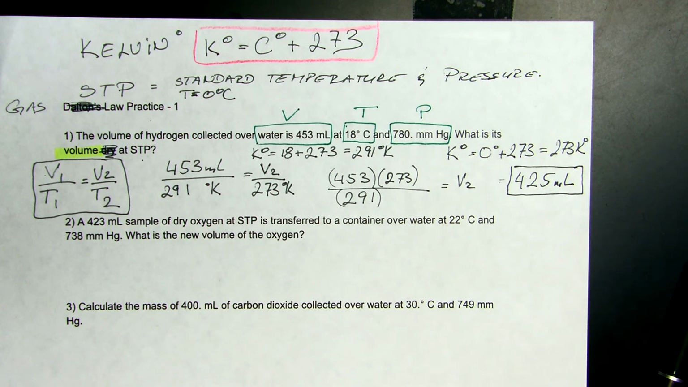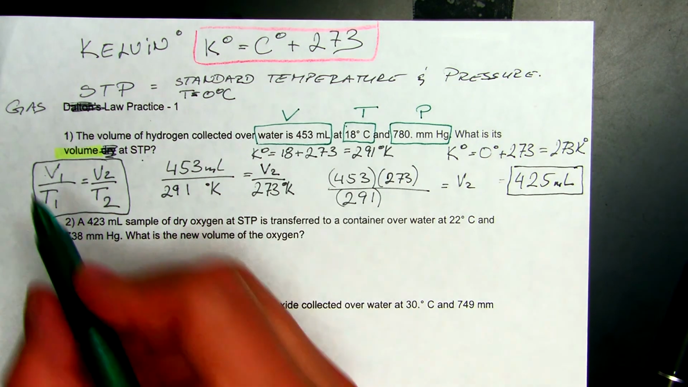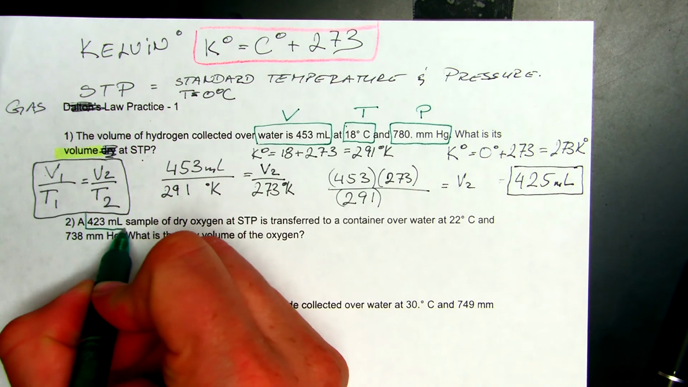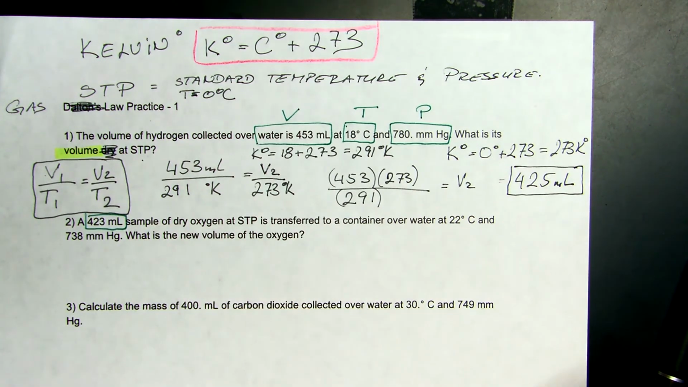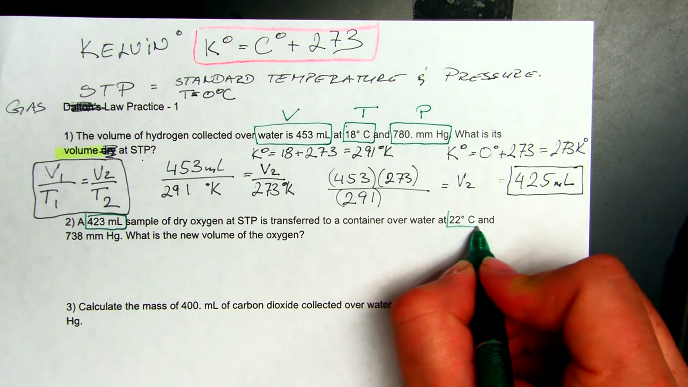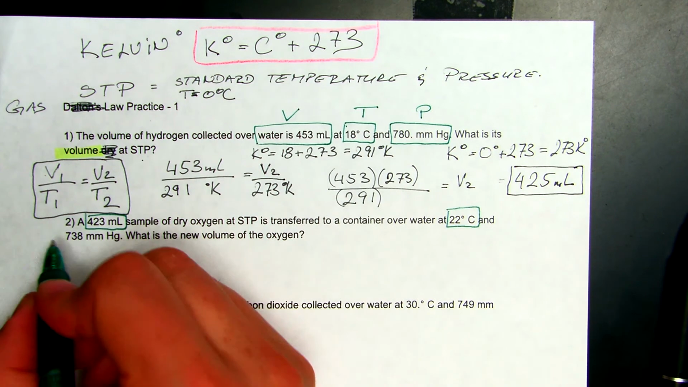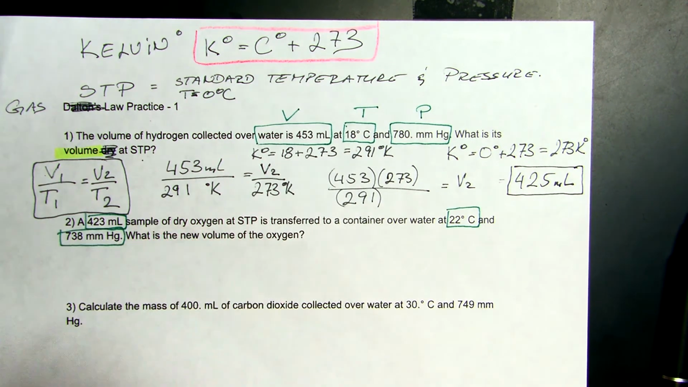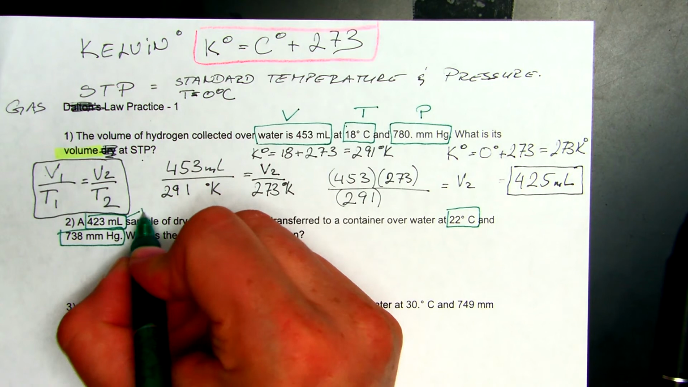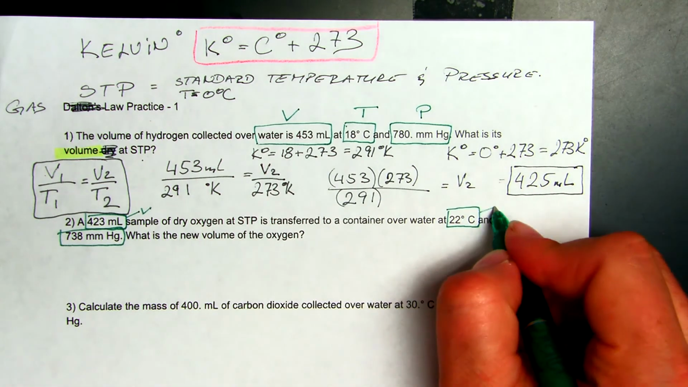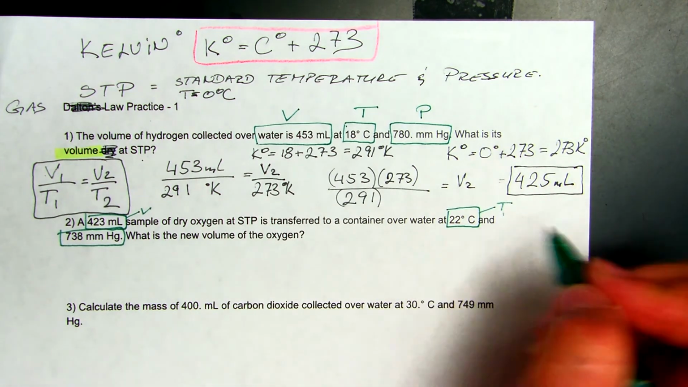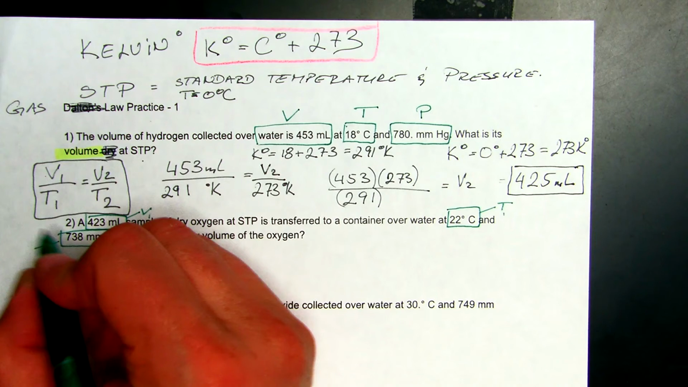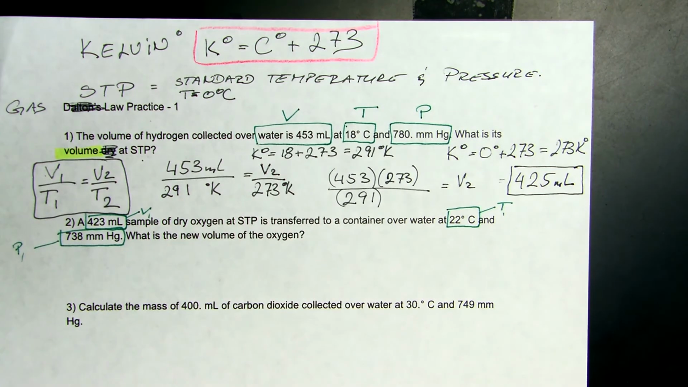First, take a marker and underline what is given. Can somebody yell it out to me? 423 and 22 degrees Celsius. 738. So this one is my volume. This one is my temperature 1, right? Volume 1, temperature 1. And this one is my pressure 1.